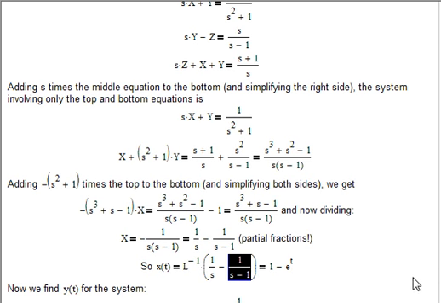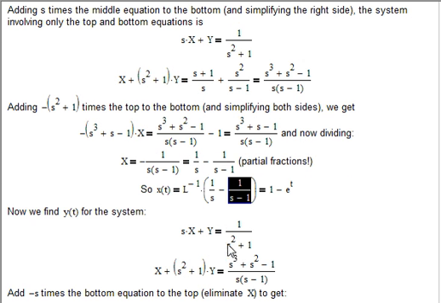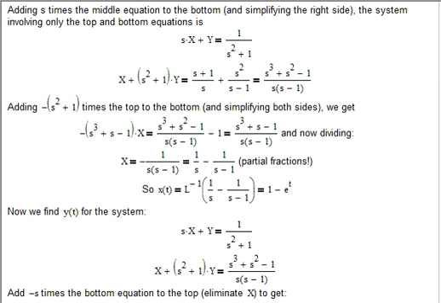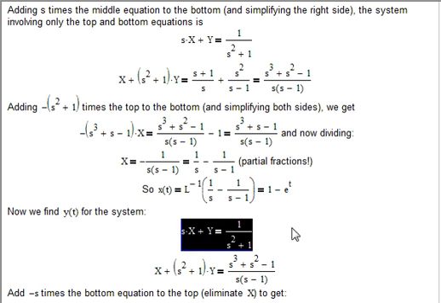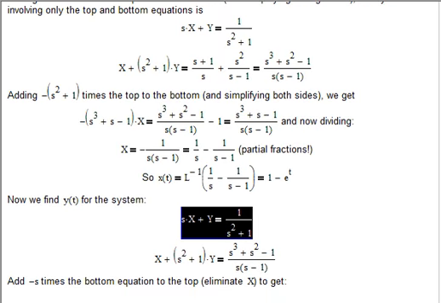Now we want to find y of t for the system, so let's see how that goes. If we start with what we wound up with after that little trick where we multiplied this equation by s and added to this one to eliminate the z, we'll go back to that position, but this time we'd like to eliminate x. So we're going to add negative s times this equation to this equation, and I think you can see that the sx's will then eliminate. One will be positive, one will be negative.